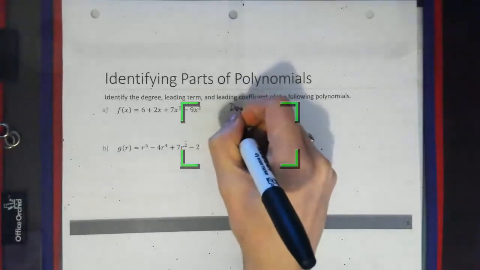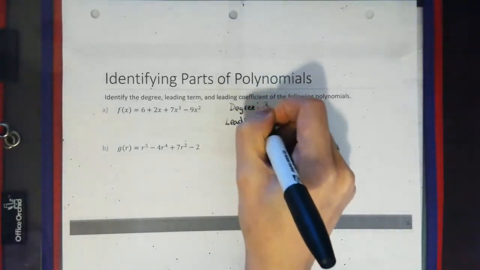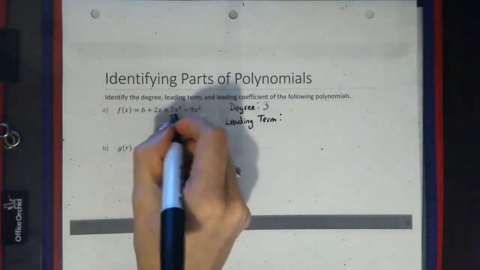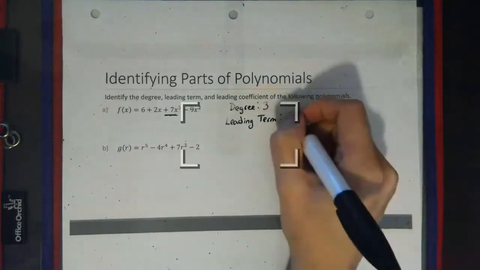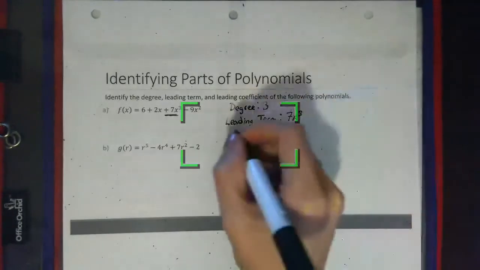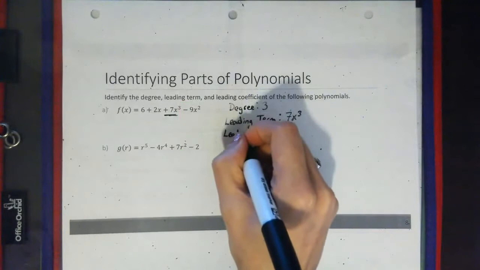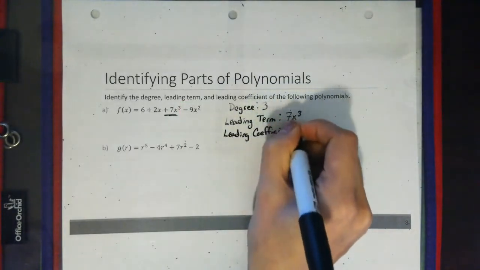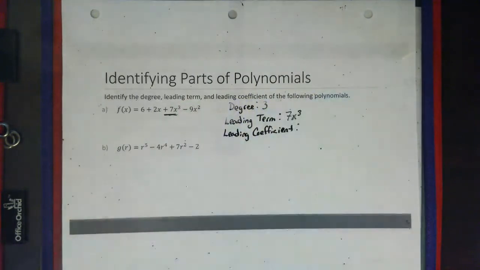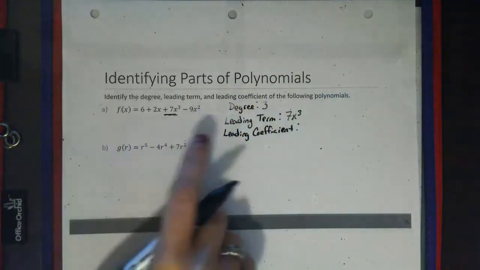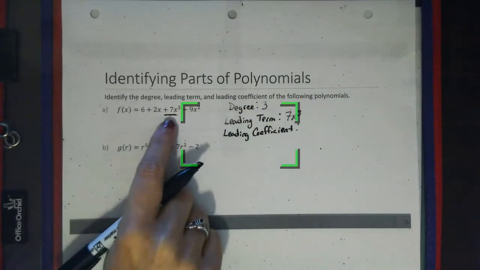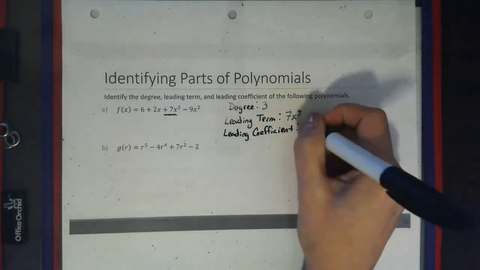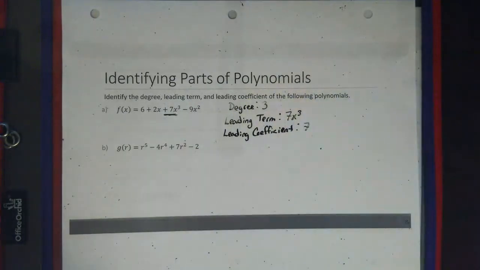Next up, we want to find the leading term. That's the entire term that has the highest degree. So we got that degree from this term here, which is a positive 7x cubed. And then our leading coefficient is just the coefficient on that leading term. So our leading term was the 7x cubed. The constant that's being multiplied by x cubed is a positive 7. So our leading coefficient is 7.